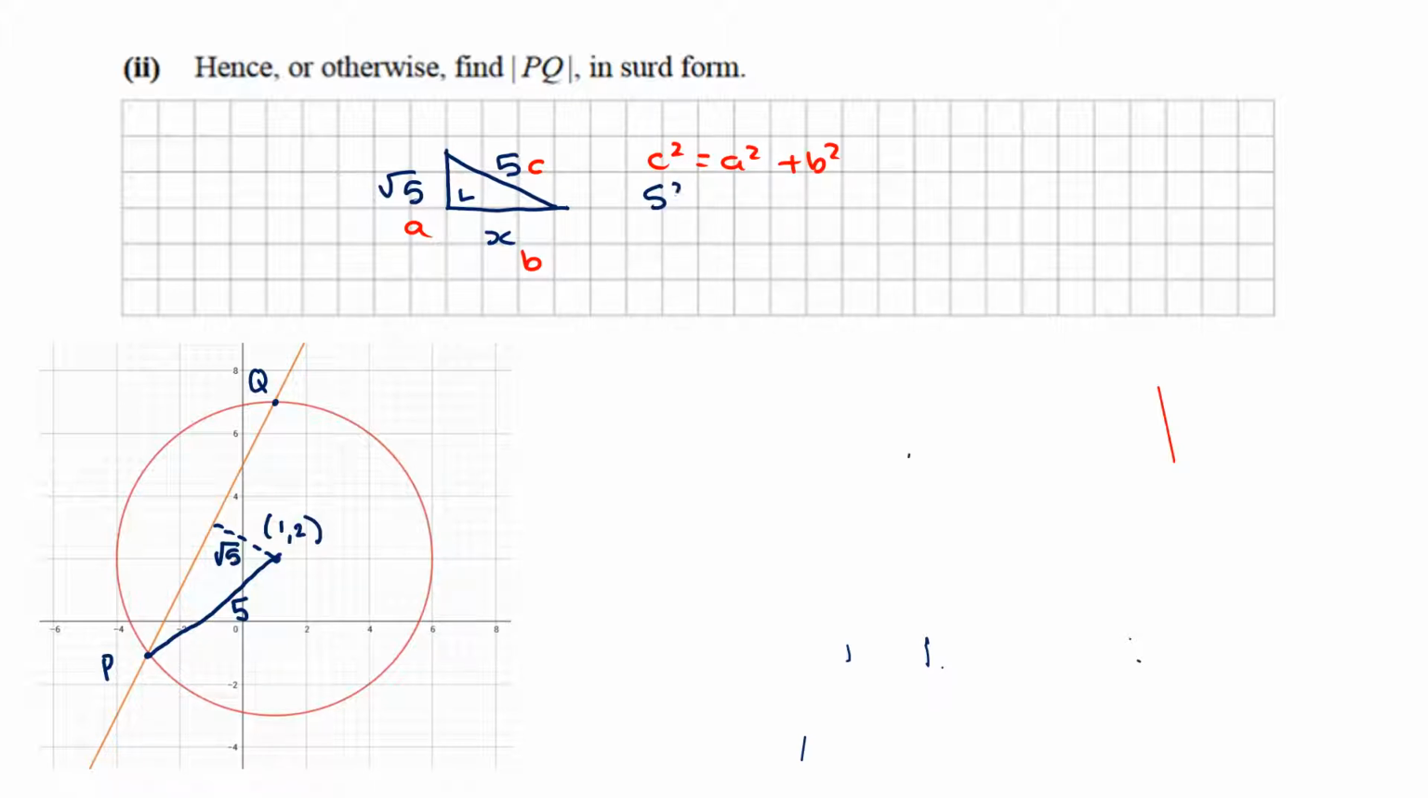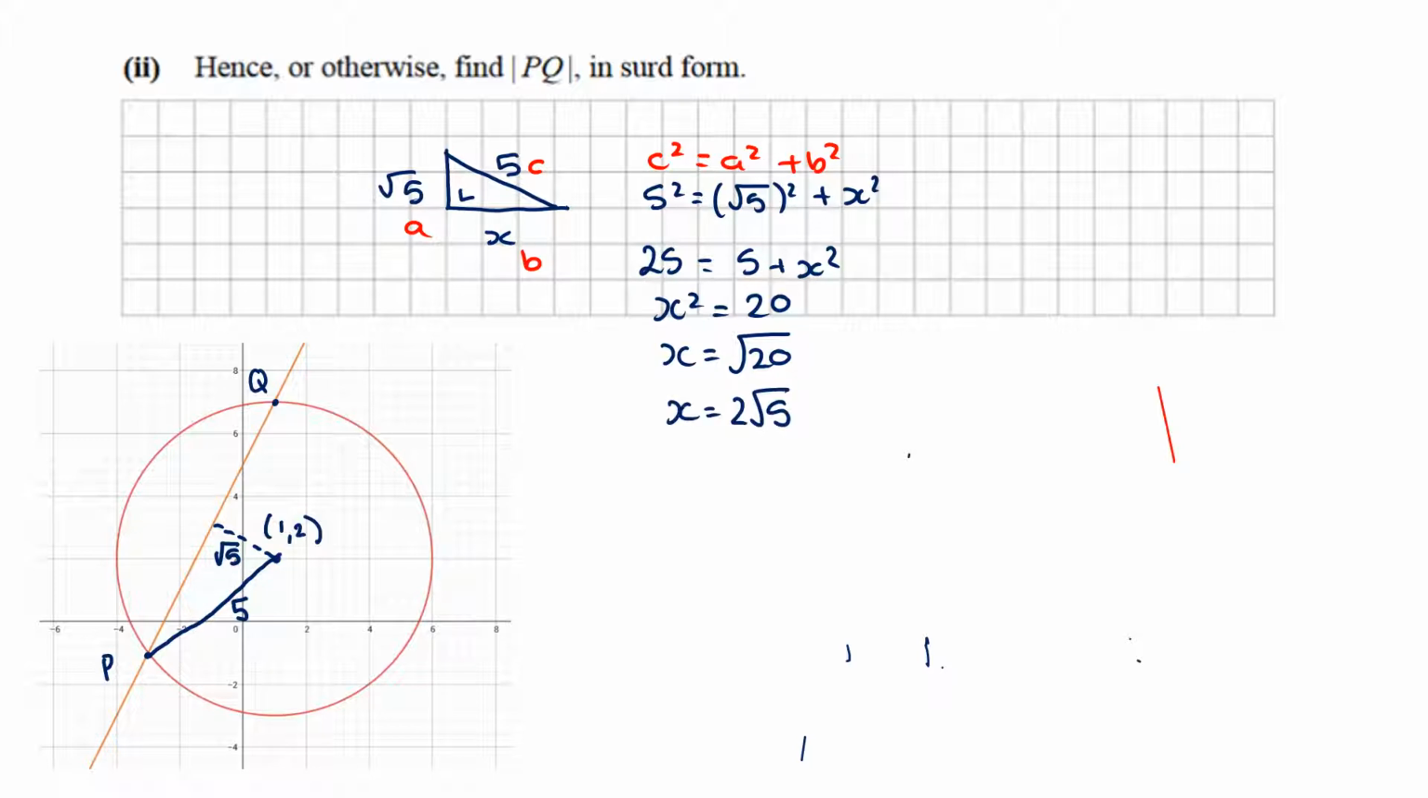So I get 5 squared is equal to the square root of 5 squared plus x squared. So 25 equals 5 plus x squared. x squared is equal to 20. x is equal to the square root of 20. So x is equal to 2 root 5. So then the length PQ is equal to x plus x, which is 2x, which is 2 times 2 root 5, which is 4 root 5.